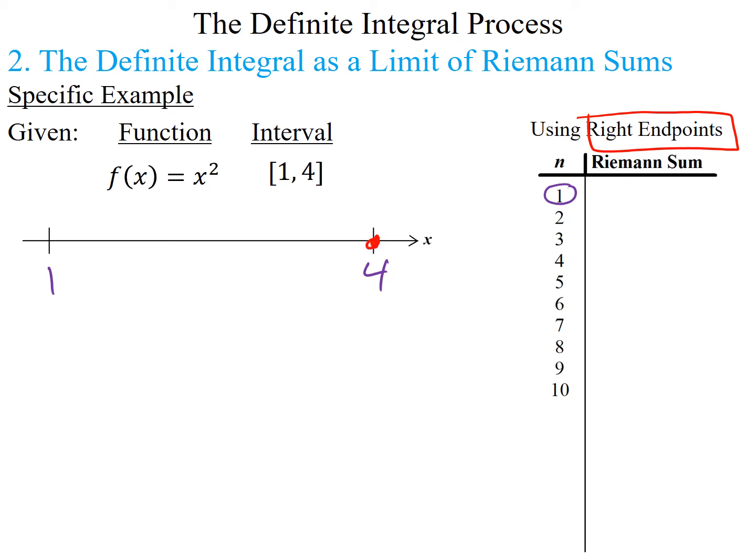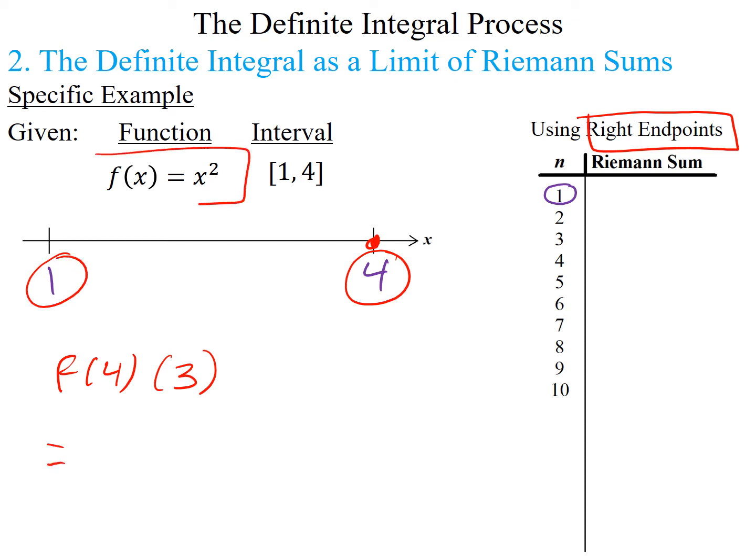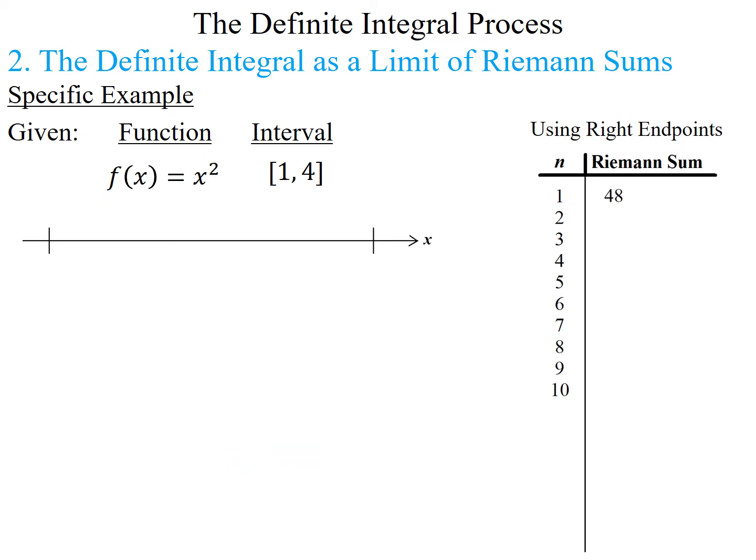So the Riemann sum you get is f of 4, because you have to plug in the number you picked, times the width of the interval, which is 3. Again, I'm getting the 3 by 4 minus 1. And so f of 4, remember we're plugging into the same function, so it's 4 squared times 3. When you're done with that, you get 48. Okay, let's go ahead and cut into 2 intervals now.